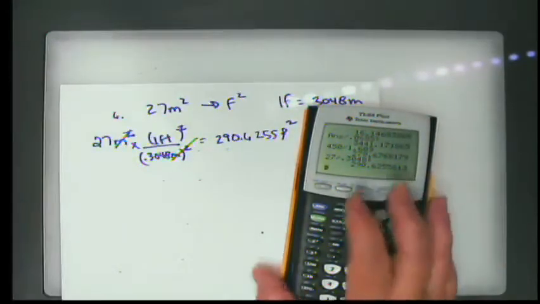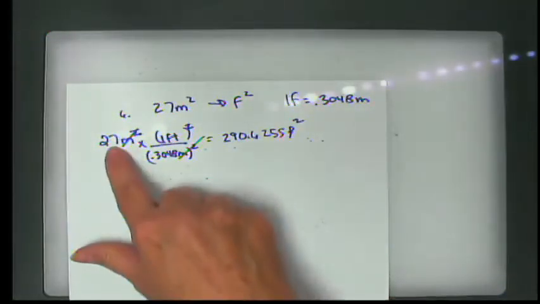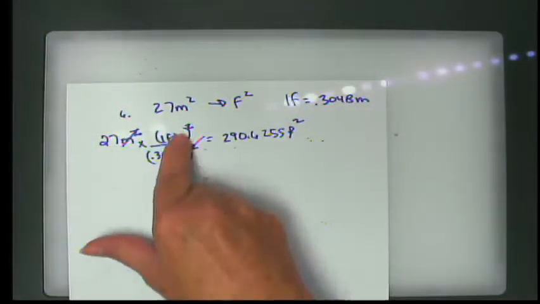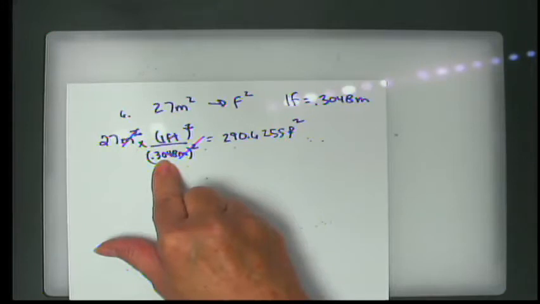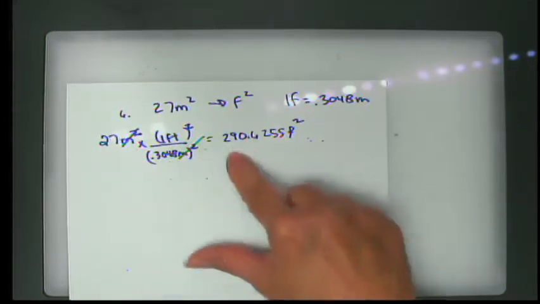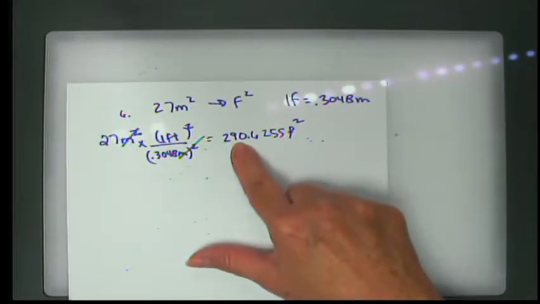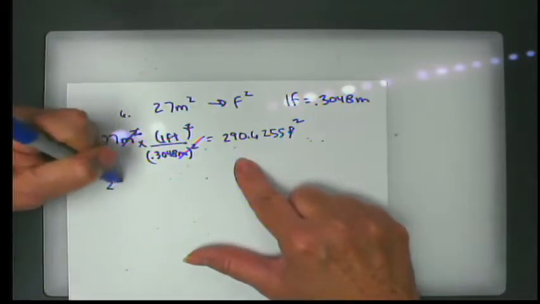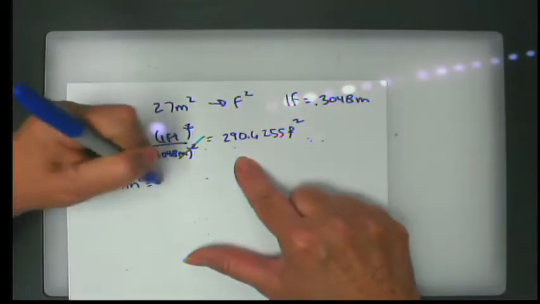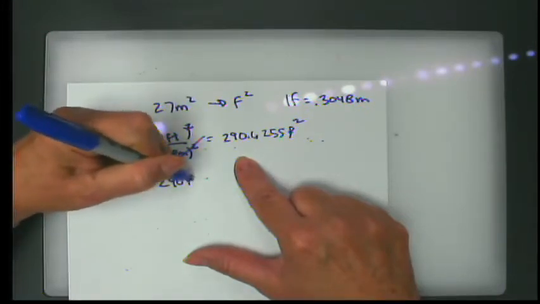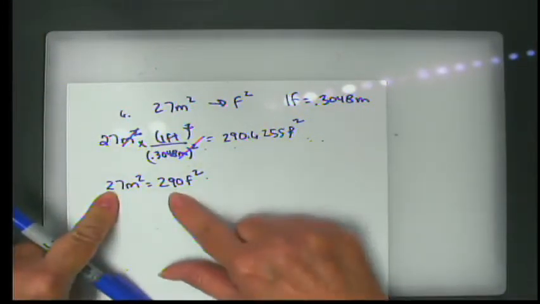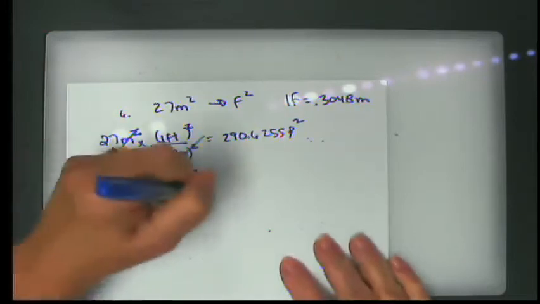Okay, I'm not quite done yet, am I? This has 2 significant digits. I don't rely on the significant digits of my conversion factor. So I need to write this answer with 2 significant digits, which means then that I would write it as 290 feet squared. 2 sig figs, 2 sig figs. There's your answer.